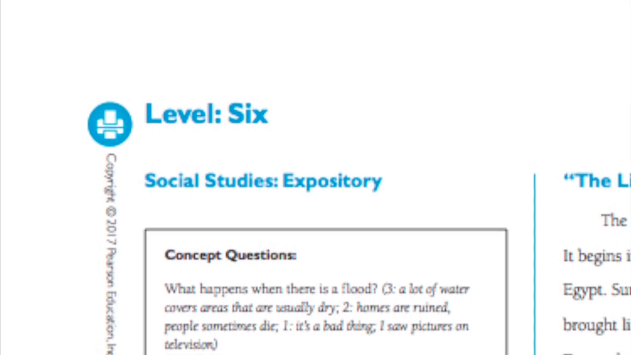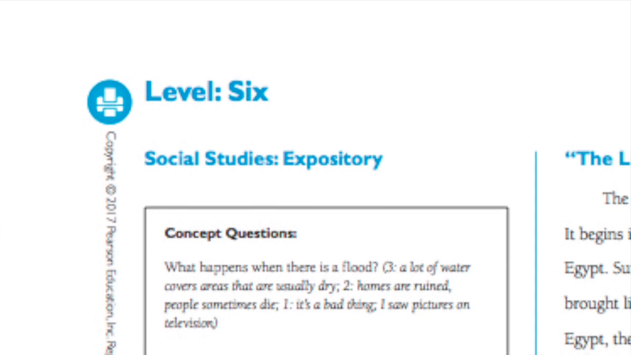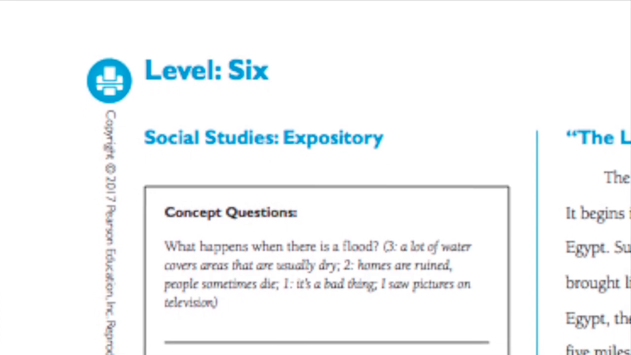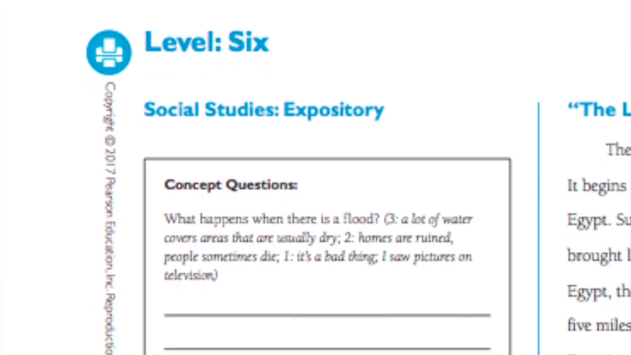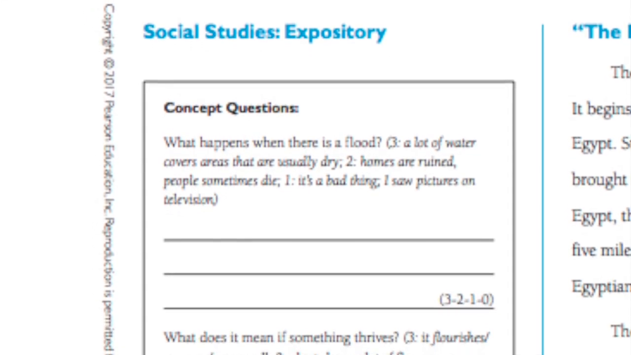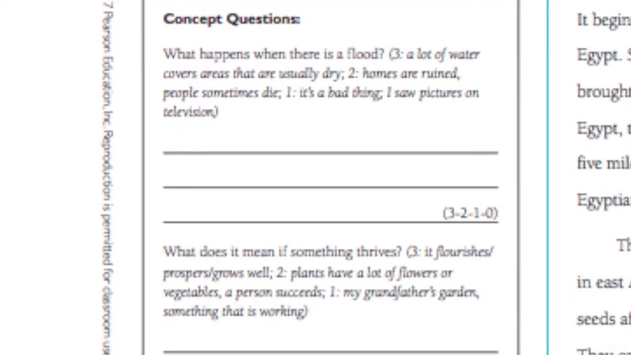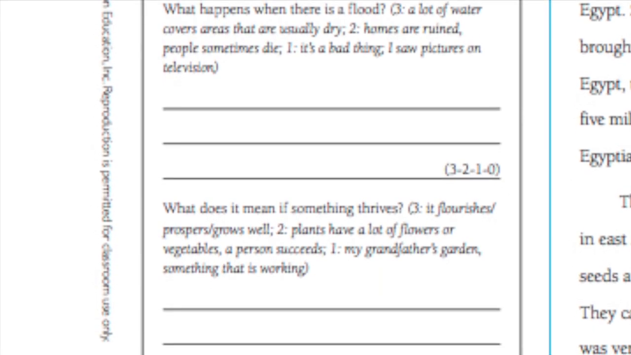At this point, you have removed the word list from your focused learner, and you are now verbally administering the concept questions. The focused learner does not have a set of concept questions in front of them. You will be scribing their responses and scoring it from 0 to 3.